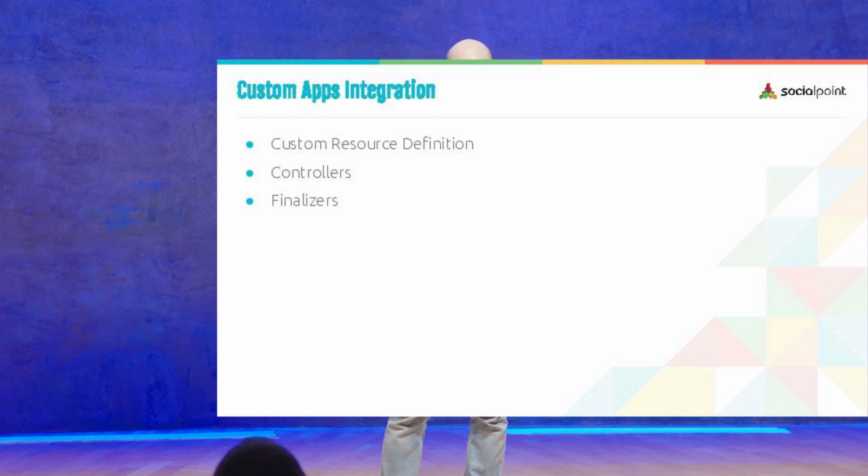But if the controller has some problem deleting this resource in the real world, this resource will be there forever. So with finalizers, you can make sure that the controller has deleted the resource in the real world before Kubernetes can delete the resource. We use custom resource definitions for our custom applications integration and also for AWS resources because the AWS Service Broker is not yet ready.